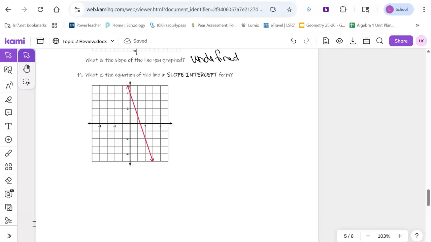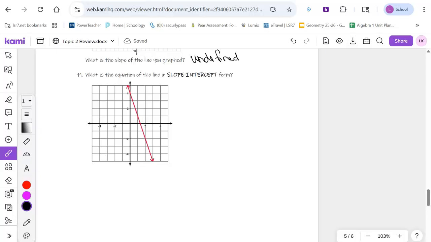Okay, only a couple more. Number 11 says, what is the equation of the line in slope-intercept form? So first thing I got to do is find my slope and find my y-intercept. My y-intercept, where does it cross? It crosses here at the 4. So my b is 4. Y-intercept (0, 4). Okay, now I need to find the slope.